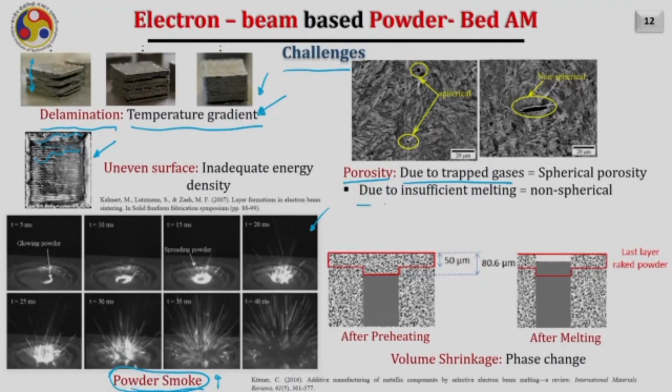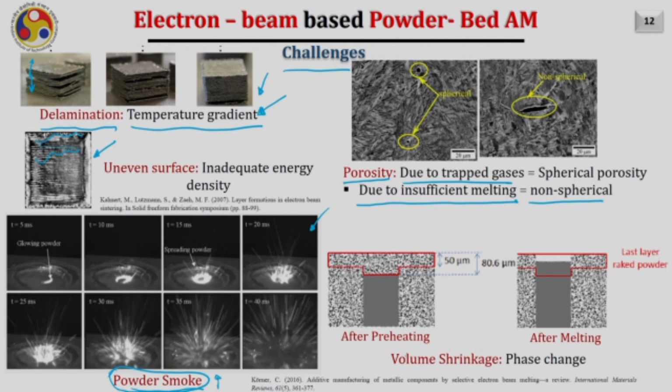If you are not using any gas, the chances of getting porosity due to gas in the case of electron beam are very low. Another possibility of porosity is insufficient melting of the powder particles, which usually occurs due to non-spherical particles.